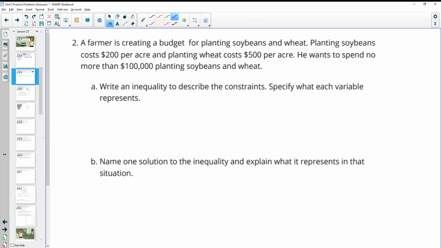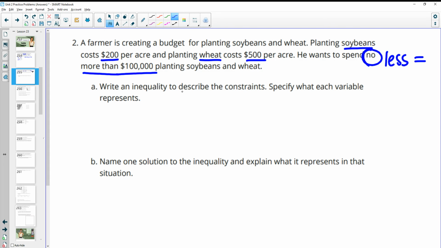Number 2, a farmer is creating a budget for planting soybeans and wheat. Planting soybeans costs $200 per acre, and planting wheat costs $500. So we've got soybeans at $200, wheat at $500, and he wants to spend no more than $100,000. So that means we're going to be less than or equal to. He does not want to spend more than $100,000, so he can spend less than or equal to $100,000.